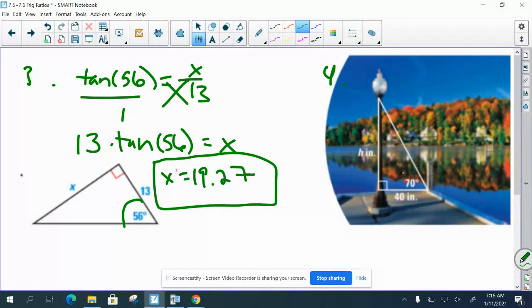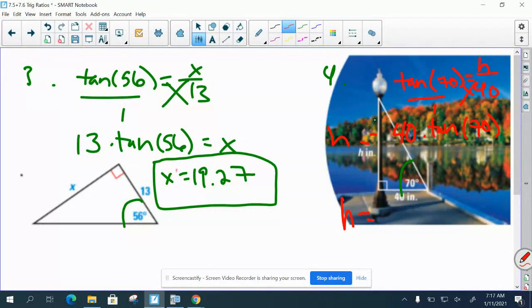All right, and so here, we've got kind of the same setup. So we've got the 70. So we'll do tangent of 70 equals opposite is h, hypotenuse is 40, put tangent over 1 and cross multiply. So we get 40 times the tangent of 70 equals h.